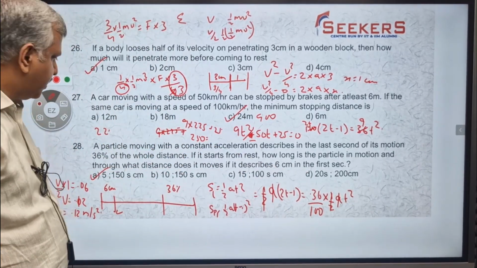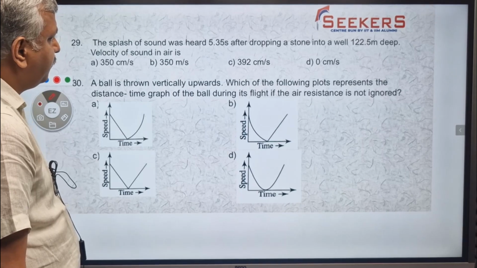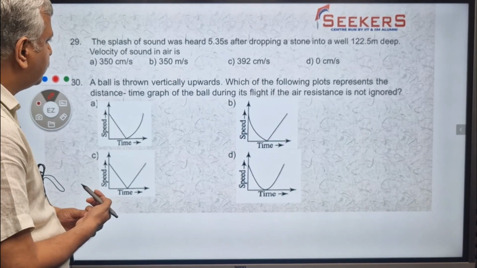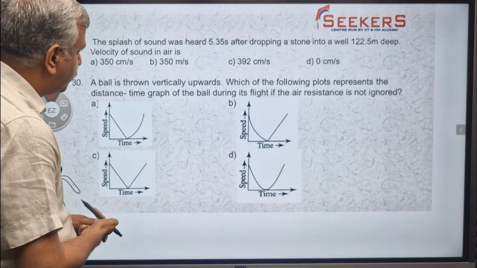So I just put this and I got it. A splash of sound was heard 5.35 seconds after dropping a stone into a well, so much deep. The velocity of the sound in air is how much? Okay, so this is a good question.